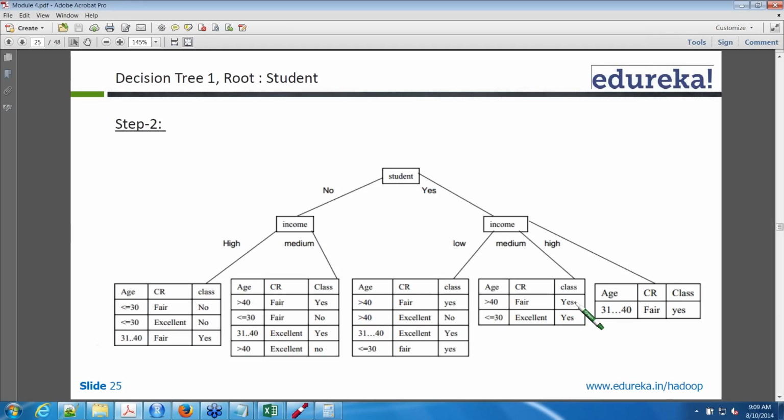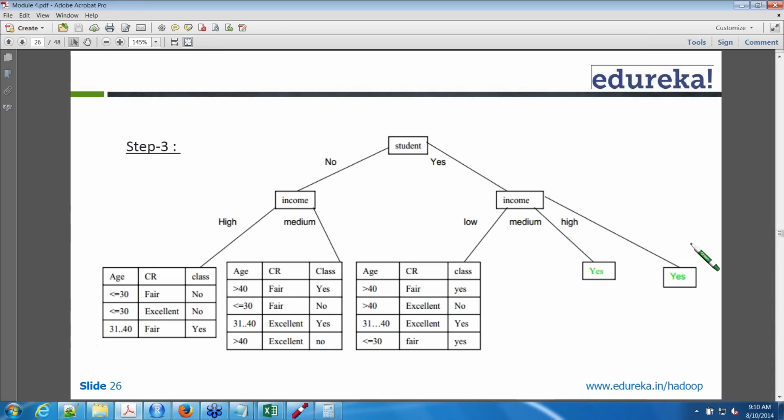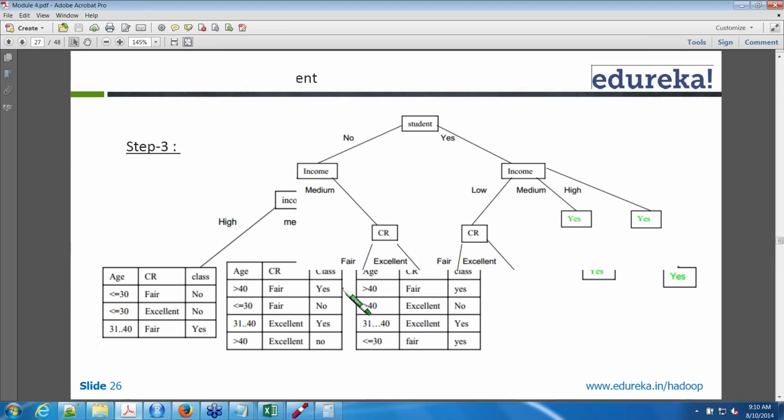What is the thumb rule? Whenever you don't have further columns to split, or you finally achieve uniqueness in the class variable, that is the target variable, at that point you have to stop. At that point the tree will stop and not proceed further. Excellent answer, Arun. Excellent, Anup. Good. Similarly, the further nodes that are available will be split.